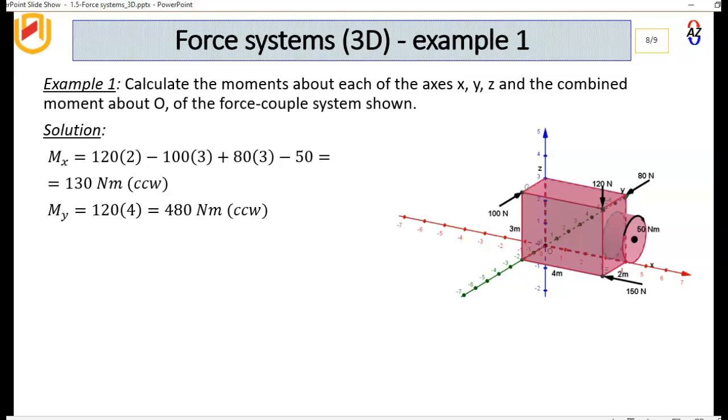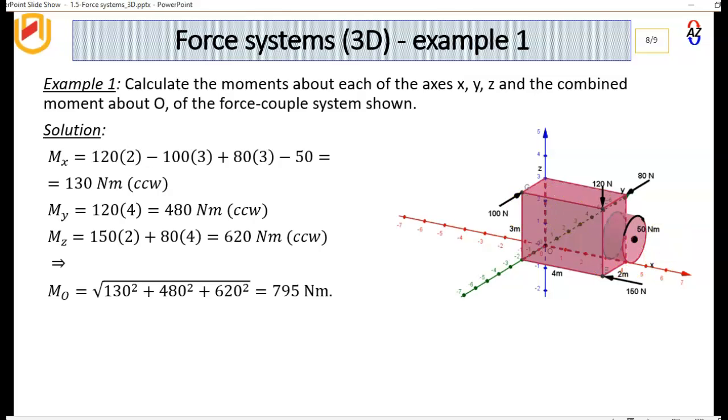and that gives us 100 Newton meters, which is counterclockwise. And then My, we see that in the Y, the moment will only be due to this 120, because the 100 is parallel to the Y, the 80 is parallel to the Y, the 150 is going through the Y-axis. So our moment in the Y is simply 120 times 4, which is 480 in the counterclockwise direction. Then our moment in the Z, we see that the 100 is going through the Z-axis, no moment. The 120 is parallel to the Z-axis, no moment. So the moment will only be due to this 150 here and the 80. So it will be 80 times 4 plus the 150 times these two here, which gives us 620 Newton meters.